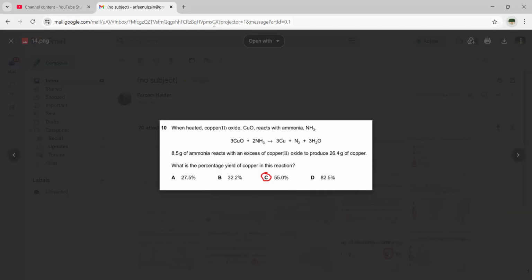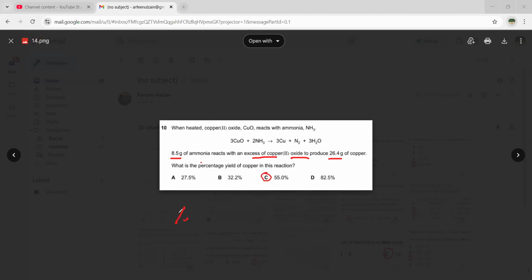Next: when copper(II) oxide is heated with ammonia, 8.5 grams of ammonia reacted with excess copper(II) oxide. Yes, if we use a carbon electrode, definitely there will be a color change. 8.5 grams of ammonia reacted with excess copper(II) oxide to produce 26.4 grams of copper. What is the percentage yield?